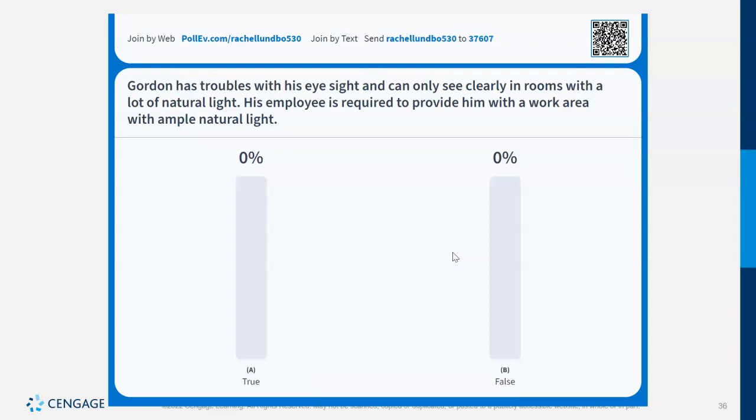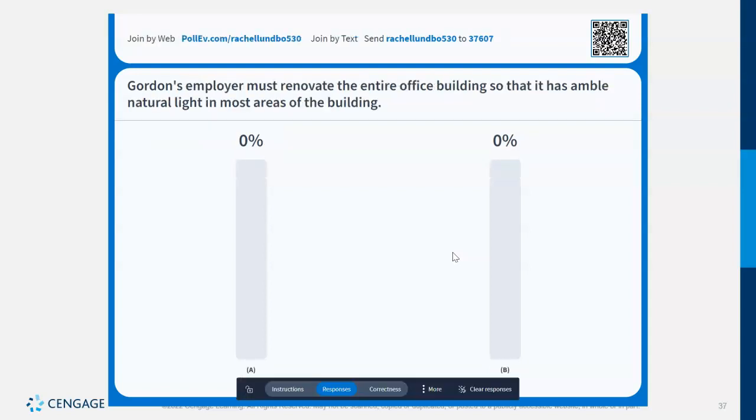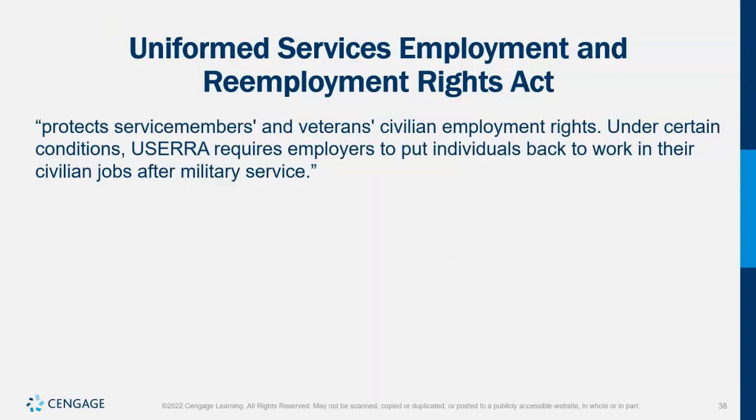Gordon has troubles with his eyesight and can only see clearly in rooms with a lot of natural light. His employer is required to provide him with a work area with ample natural light. True or false? That is true. That is a reasonable accommodation. Gordon's employer must also renovate the entire office building so it has ample natural light in most areas. True or false? That would be false because that is not a reasonable accommodation. As long as he has a space where he has the ample natural light that he needs, that is sufficient.